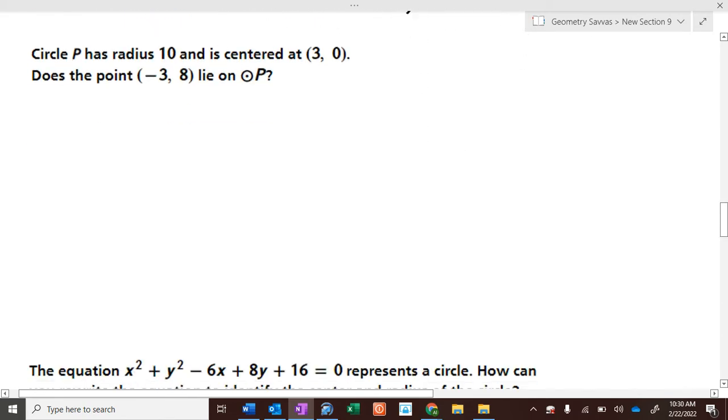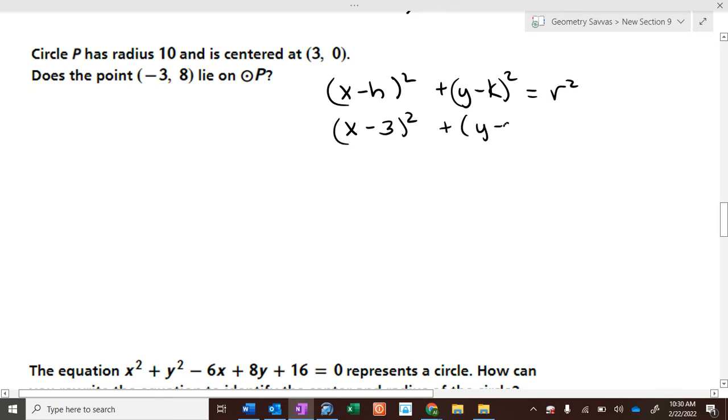Let's try one of those again. A circle has a radius of 10 and is centered at (3, 0). So my equation is x minus h quantity squared plus y minus k quantity squared equals r squared. What's h? 3. What's k? 0. What's the radius? 10. So it's x minus 3 squared plus y squared equals 100. Okay? That's my equation of my circle.